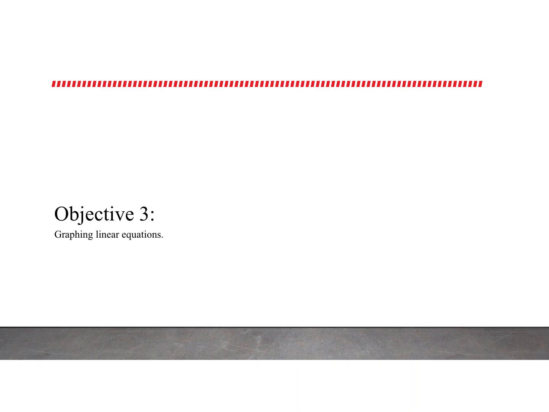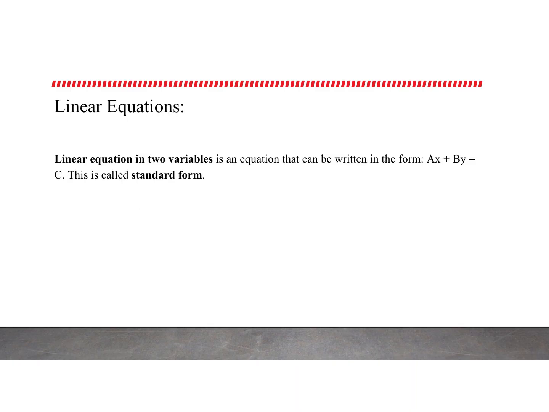Objective 3, graphing linear equations. Linear equations in two variables is what we're currently working with. These are equations that can be written in the form ax plus by equals c. So it kind of starts over here and finishes over there. Now, of note, the a, b, and c are real numbers. The x and the y here are standing for the variables. So that's what's going to help us get this on our xy coordinate graph.